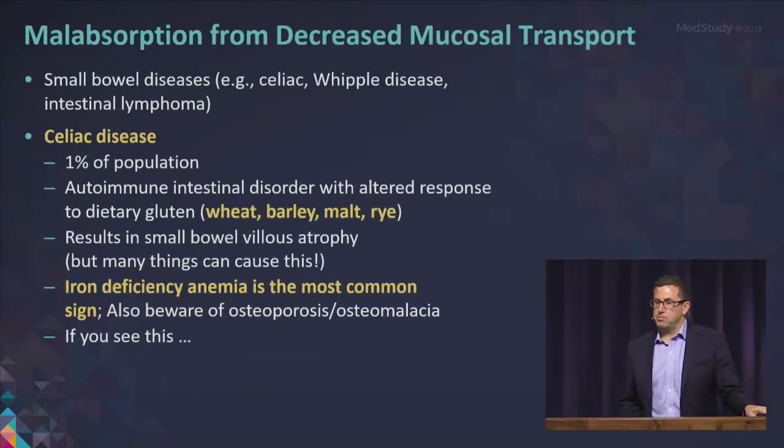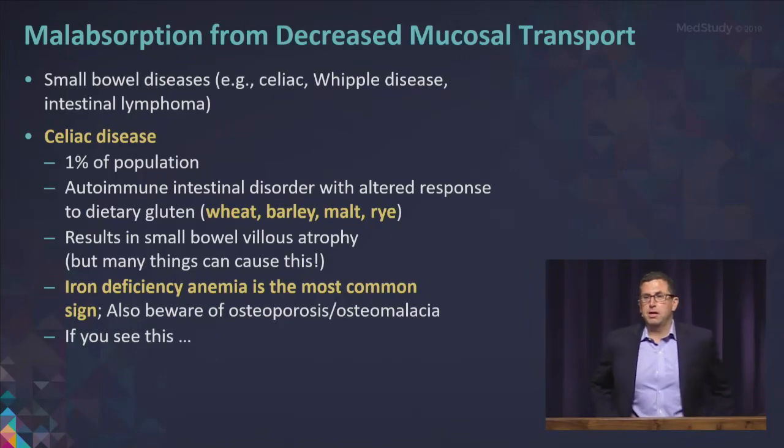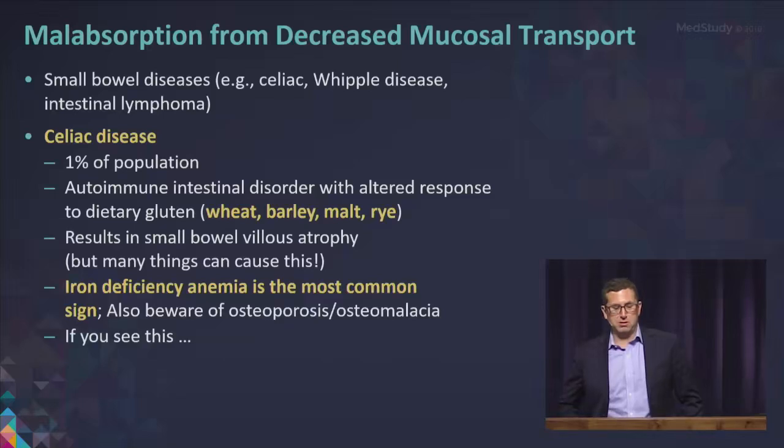So talking about decreased mucosal transport first, small bowel diseases would be examples of this, like celiac, Whipple's, intestinal lymphoma. So focusing in on celiac, it affects about 1% of the population. It's an autoimmune intestinal disorder that has an altered response to dietary gluten, and it results in small bowel villus atrophy. So you do need to be aware that small bowel villus atrophy is nonspecific for celiac specifically, and it can be associated with a number of other entities as well.